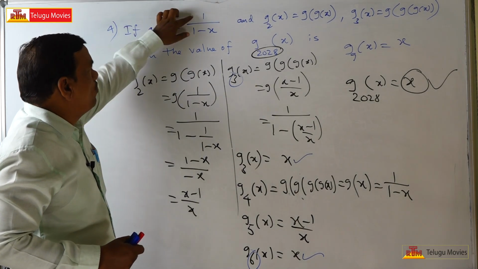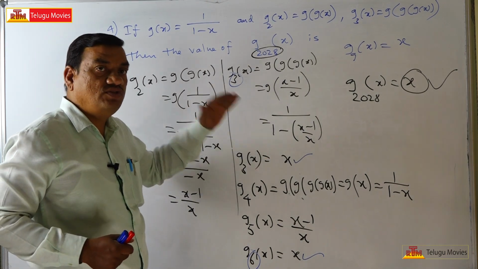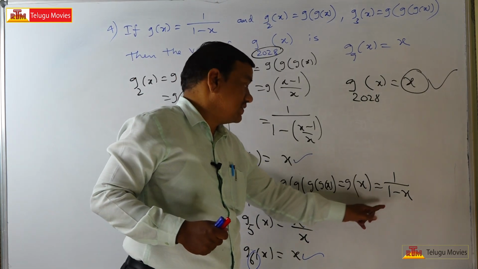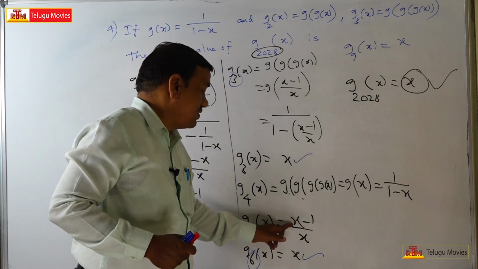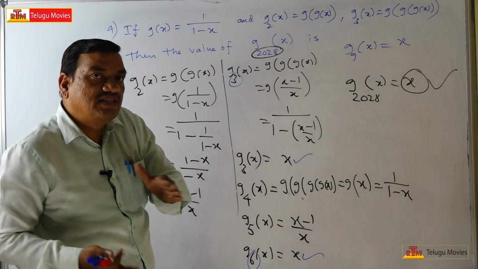So this is g1, 1 by 1 minus x. Next to x minus 1 by x. Next to x. g1, g2, g3. Again g4, 1 minus x. g5, x minus 1 by x. g6, x. That means these 3 terms are repeating cycle-wise.